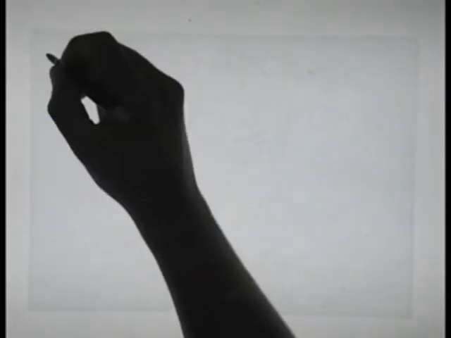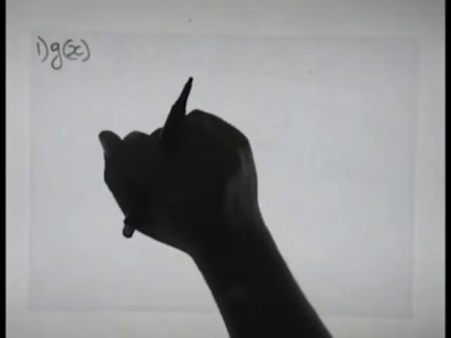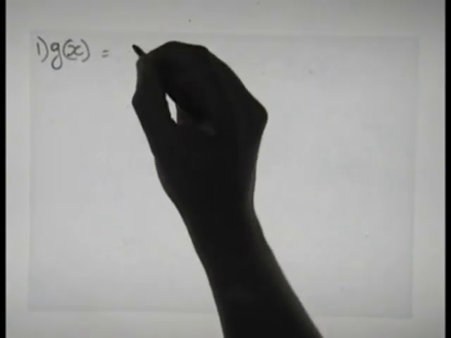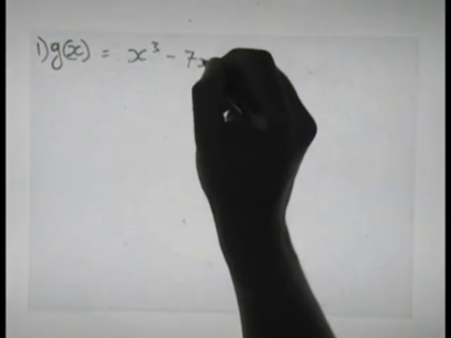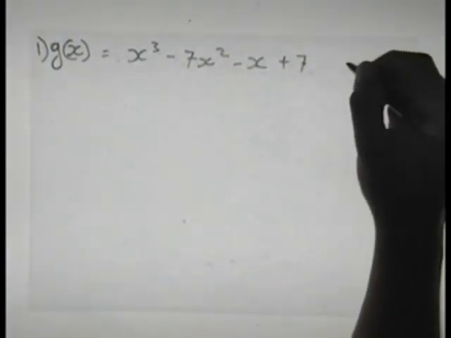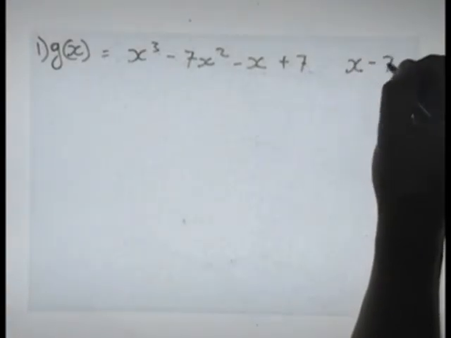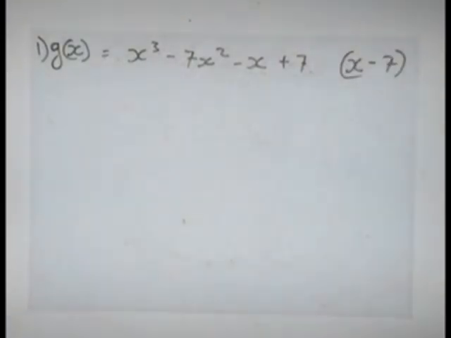Welcome back. I hope that you enjoyed drawing those graphs. They are a bit tedious to do, that's why I only gave you 2 to draw. The first one read g of x is equal to x cubed minus 7x squared minus x plus 7. I also told you that (x minus 7) is a factor.